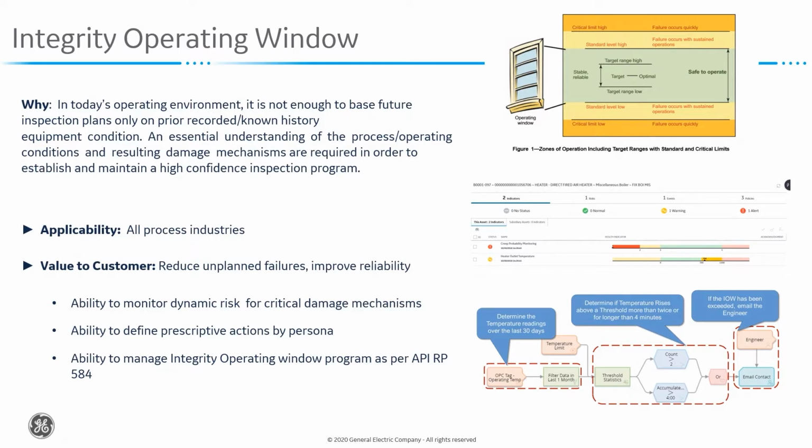Integrity Operating Window program. So the value to a customer is obviously it will help you reduce unplanned failures and also improve the overall reliability of your plant. This is very important for some of the critical damage mechanisms like creep, and other highly corrosive internal corrosion damage mechanisms. With that, I'll get into the application.